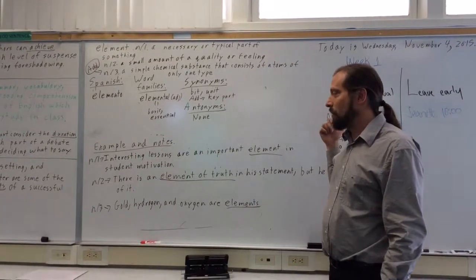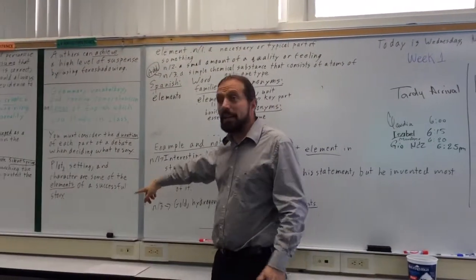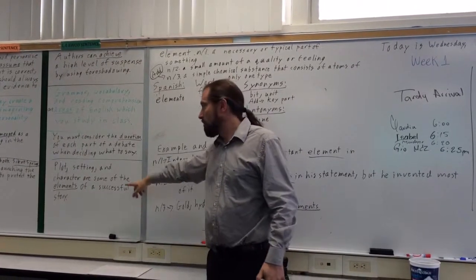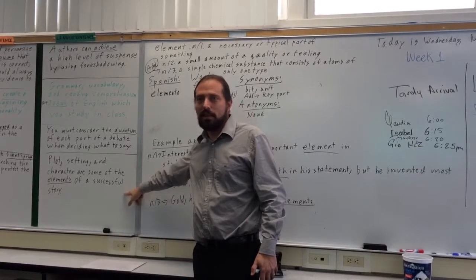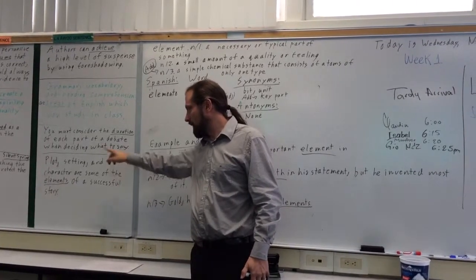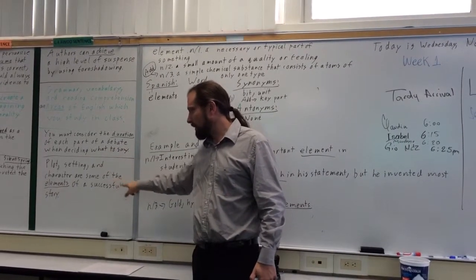For example, we talk about literary elements in English class. Plot, setting, and character are elements of a story. They're necessary or typical parts. So we could say plot, setting, and character are some of the elements of a successful story.